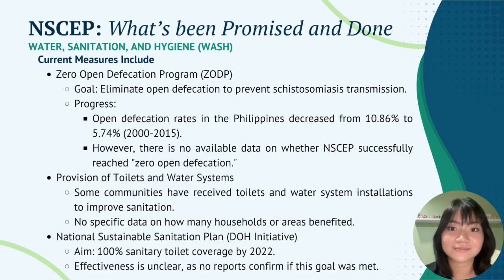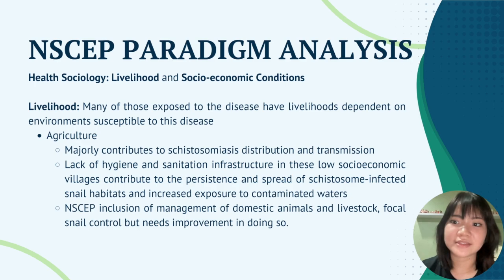leaving its impact uncertain. Now we are able to analyze NSEP through various paradigm analyses. From a health sociology perspective, schistosomiasis persists due to the socio-economic conditions and livelihoods of the affected communities. Those most vulnerable are in poverty, working in agriculture, an industry that significantly contributes to disease transmission, according to Devillion, Gray et al. The environment they depend on exposes them to the disease, making structural interventions crucial. While NSEP includes livestock management and snail control, its implementation remains insufficient. Strengthening these efforts alongside sustainable socio-economic solutions is essential to effectively reducing schistosomiasis prevalence.